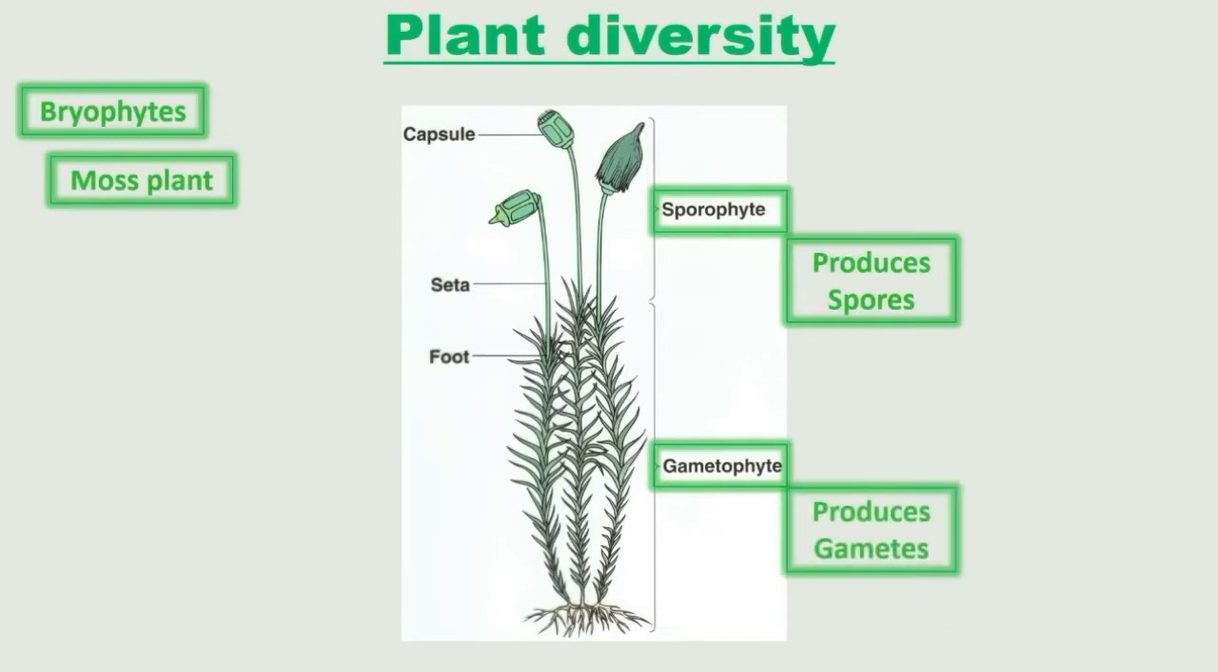Then we have the gametophyte. This is the part that produces gametes. Remember, gametes means the male and female sex cells, so the sperm and the ovum. In the moss plant, the gametophyte is the dominant generation, meaning that the bigger portion of the life expectancy of this plant will be the gametophyte, where the sporophyte is just temporary. It will grow out of the gametophyte after fertilization, produce spores and then die off, and the cycle starts over again.